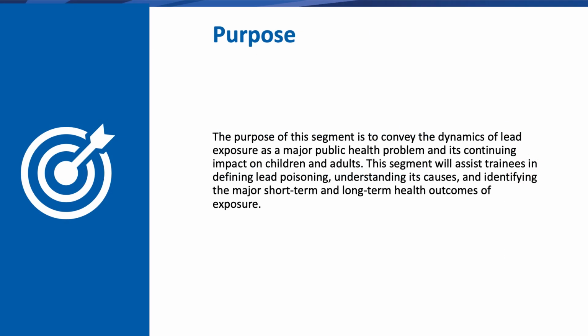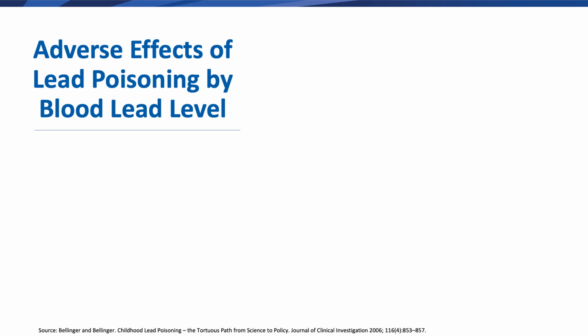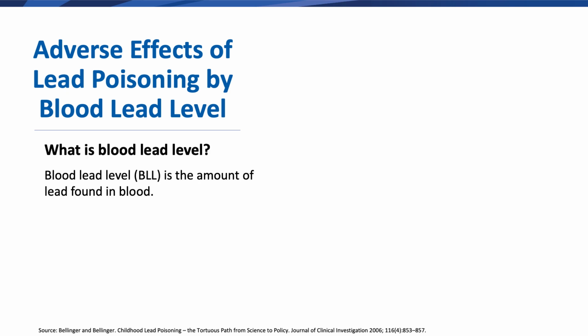The purpose of this segment is to convey the dynamics of lead exposure as a major public health problem and its continuing impact on children and adults. This will help you define childhood lead poisoning, understand its causes, and identify the major short-term and long-term outcomes of exposure. The adverse effects of lead poisoning by blood lead level are many. We use a blood lead level to determine the amount of lead found in a child's body.